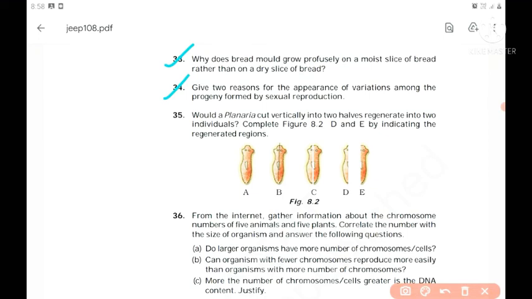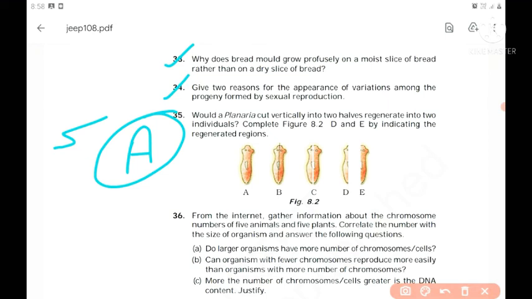So, what is planaria? Like, how does it reproduce, sexually or asexually? It reproduces asexually. Now we know that when a planaria is broken into fragments, it regenerates the rest of the part of its body.